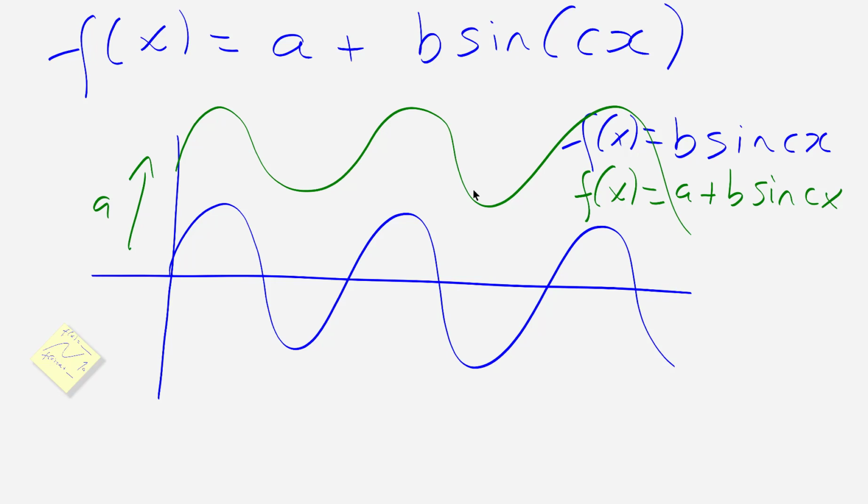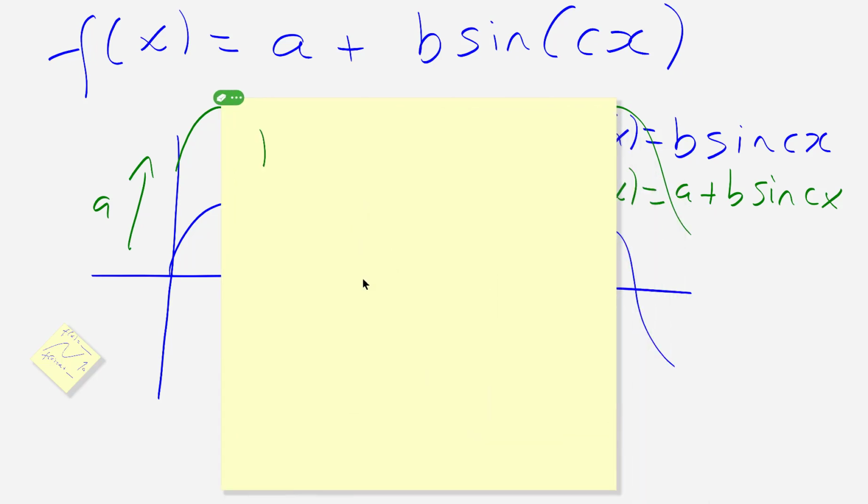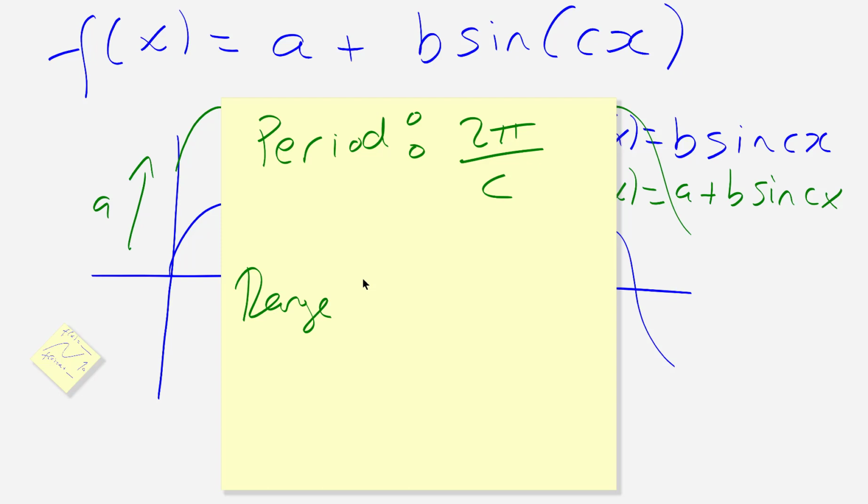So by looking at that, you can see that if you add a number in front of the function, it only affects the range. It moves the range up. It doesn't affect the period. So what would the period and the range be in that case? Well, the period hasn't been affected. So the period would still be 2 pi divided by c. It's the range that's affected. Remember, the range is typically from -b to b. But if you add a to the function, you just have to add a to the range. That's all you have to do. So it's that simple. All right.